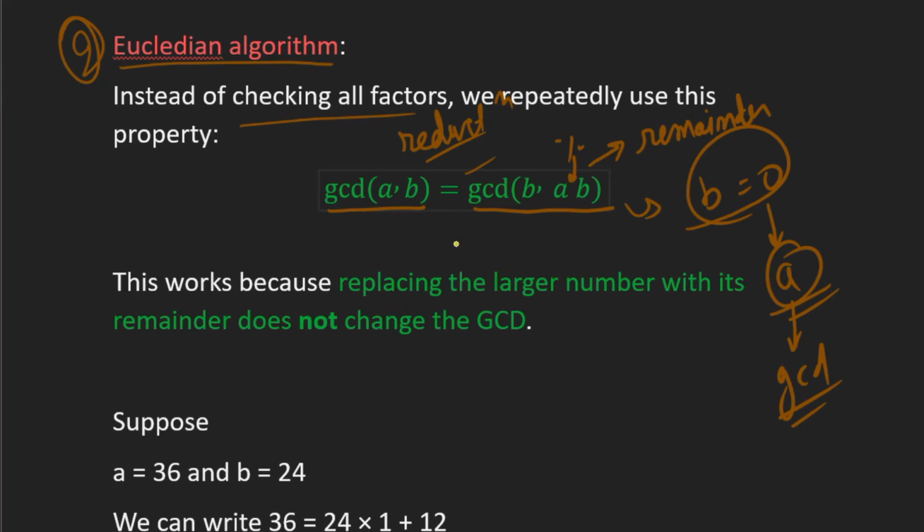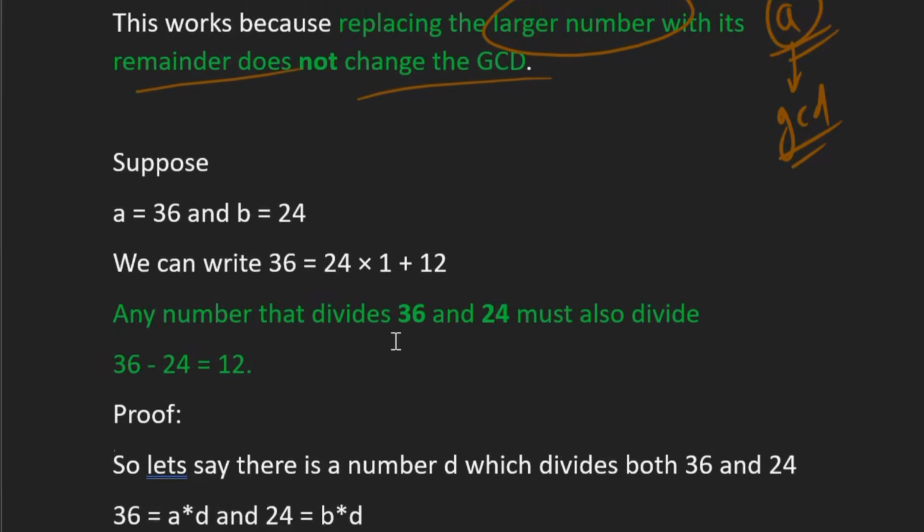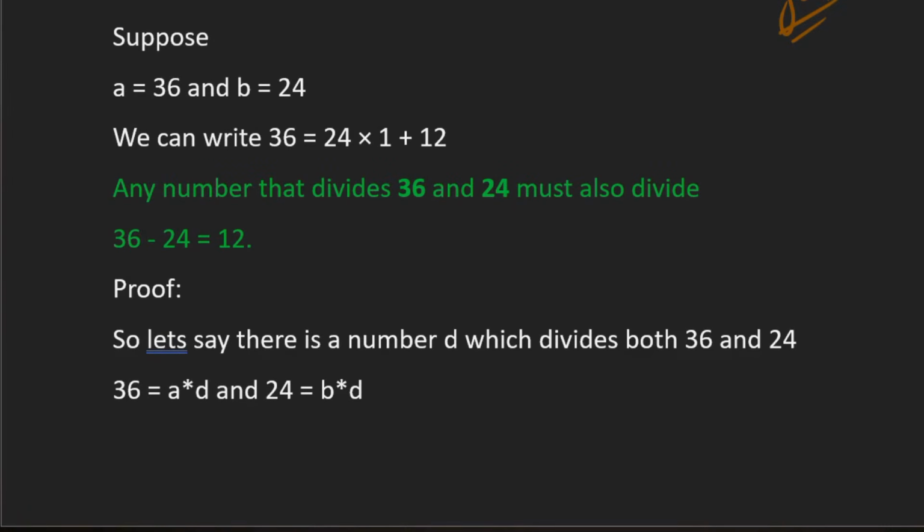And this works because when we replace the larger number with the remainder, that will not change the GCD. So we'll see how that does not change the GCD. Suppose we have two numbers, the first number is 36 and the second number is 24. We can write 36 as 24 into 1 plus 12. We can write 36 this way, right?